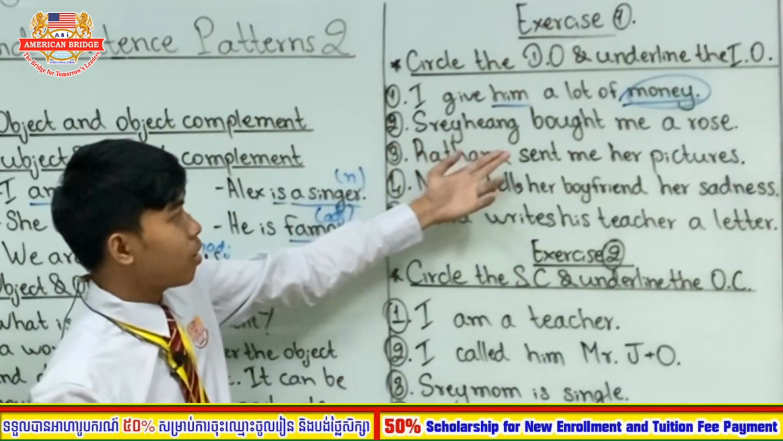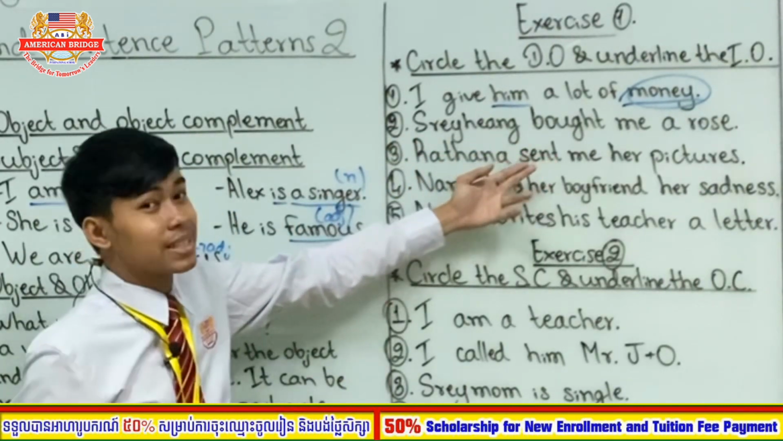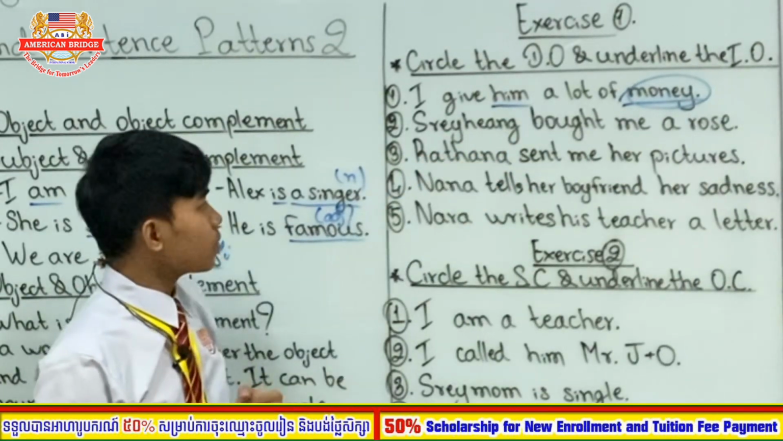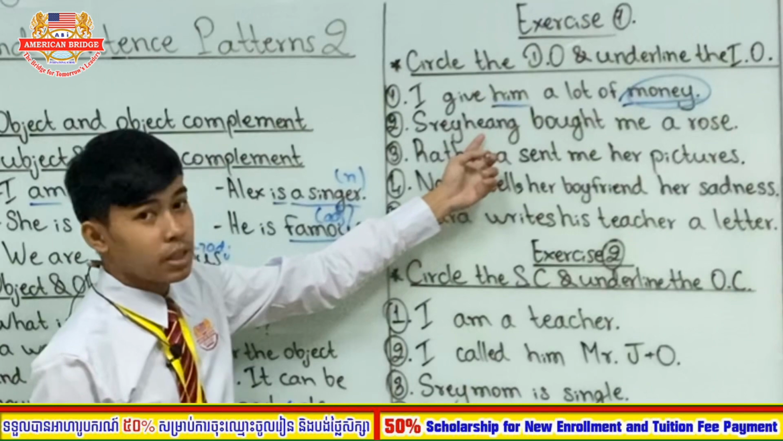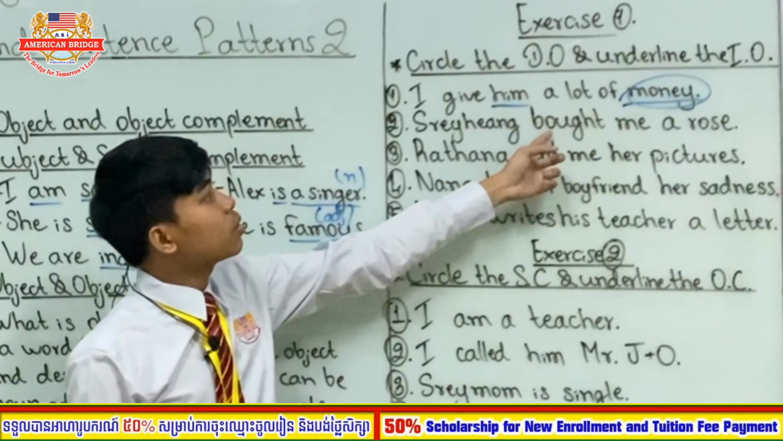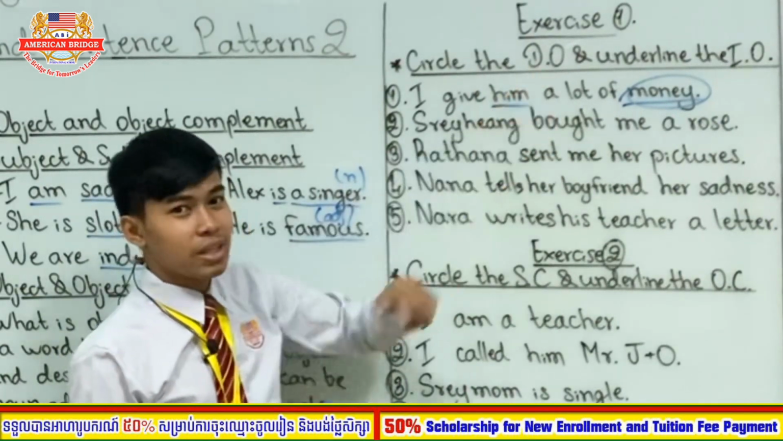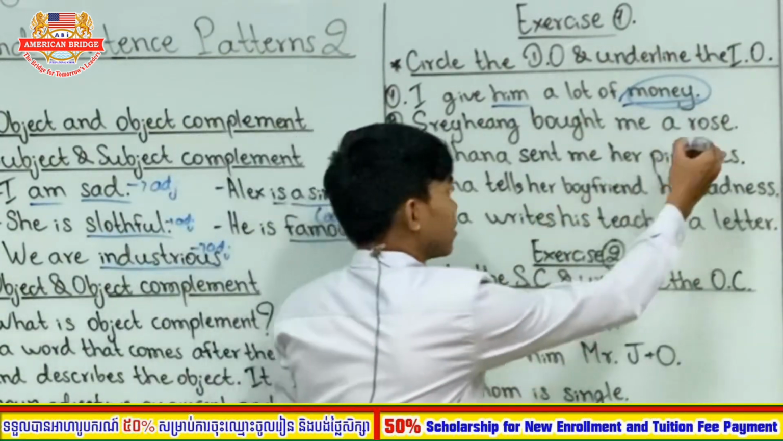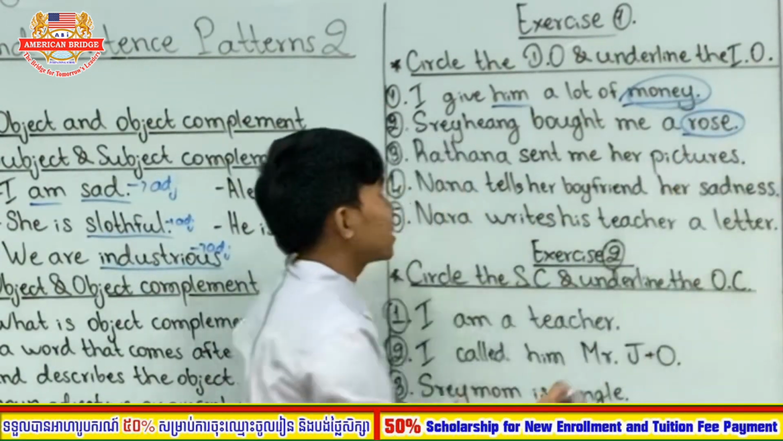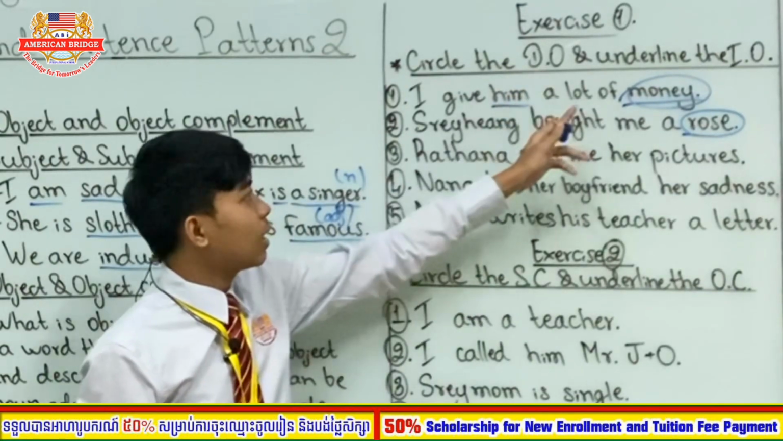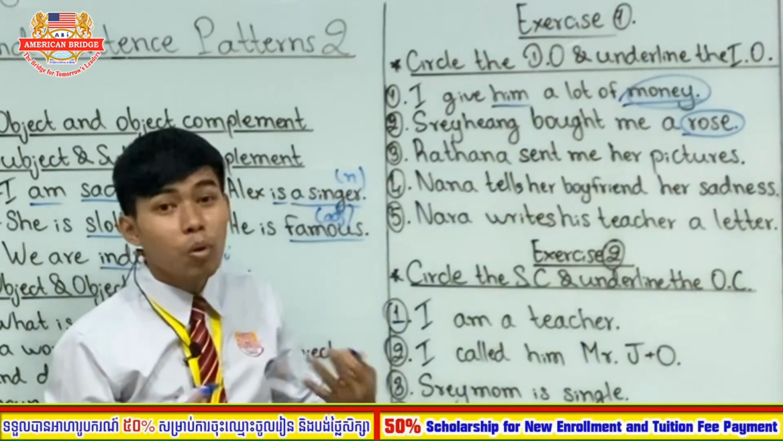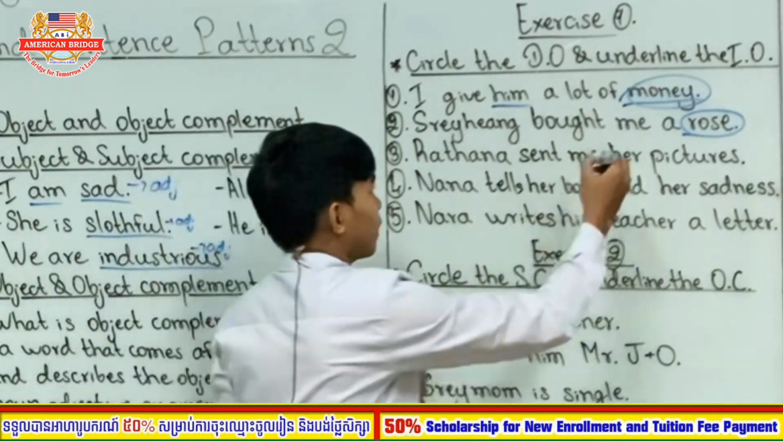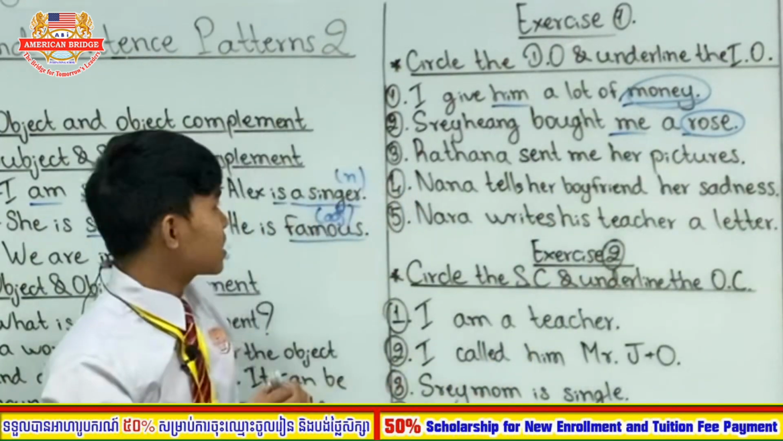Srey Hieng bought me a rose on Valentine's Day, example. Srey Hieng bought me a rose. So Srey Hieng is a subject, bought here is a verb. So what is direct object? Direct object is bought what? Bought a rose. So a rose here is what? Is a direct object. Bought a rose for whom? For me. So me here is an indirect object, right? So we have to underline. Let's go to number 3.